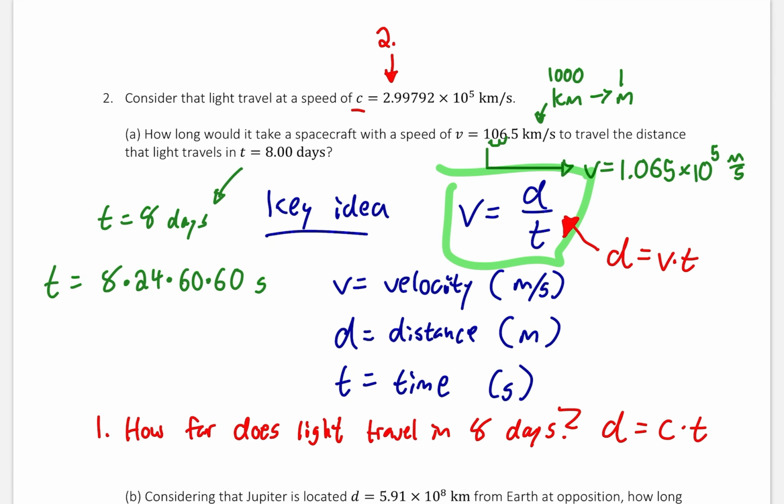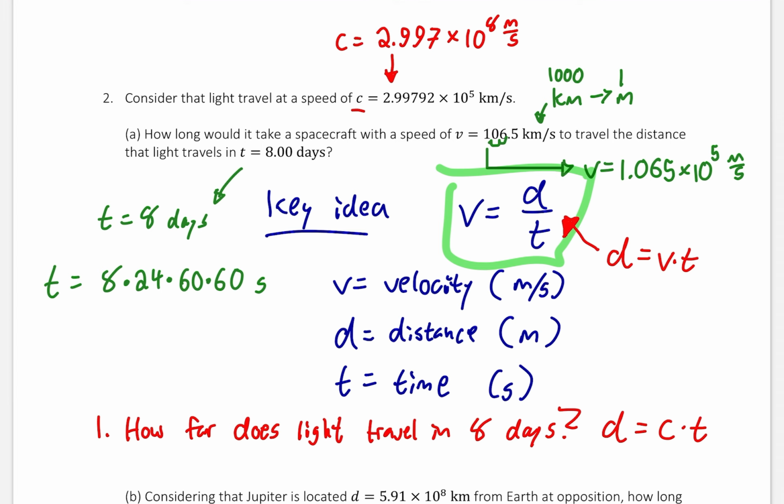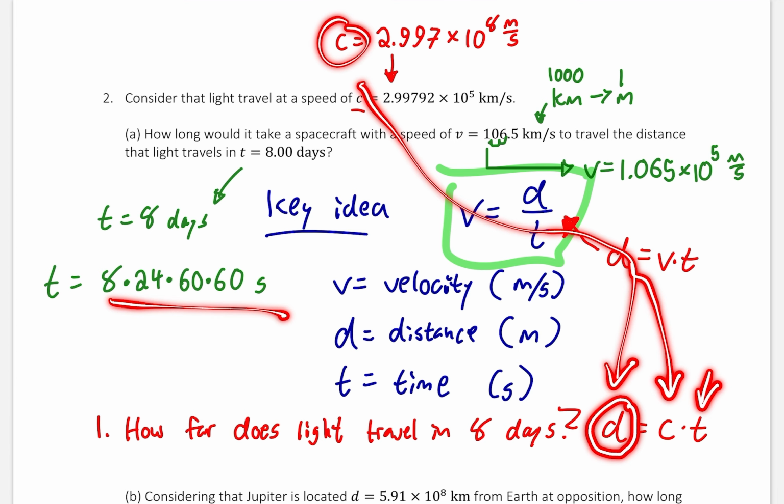And so here, I'll round it a little bit. I wouldn't recommend rounding it, but just for the sake of not having to write out all the digits, 2.997 times 10 to the 8 meters per second. All right, so that's going to be my value for C that I'm going to plug right into this equation down here. And then I'm going to multiply by T, the 8 days, but converted to seconds. That's going to give me my D value.